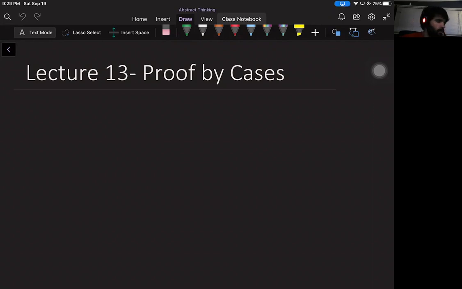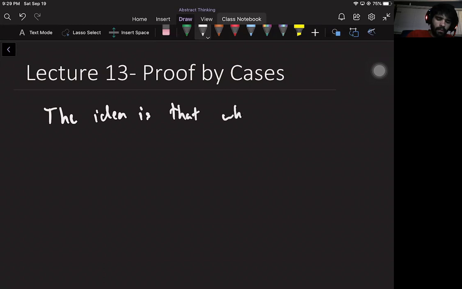Today we're talking about proof by cases. And it's not some grand new idea. It's going to make some pretty good sense in a second. So the idea, first I got to use a pen. Okay, so the idea is that when we have something like this, it's sort of easiest to see through an example.